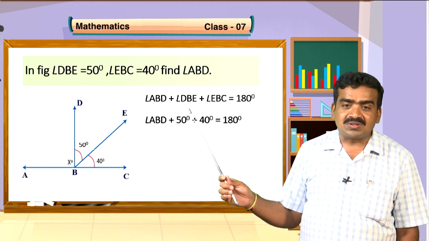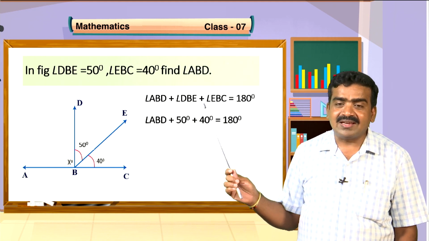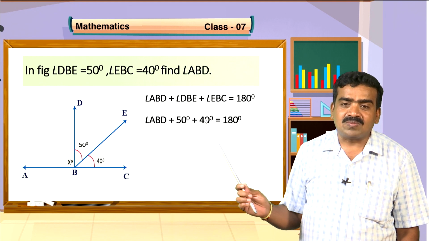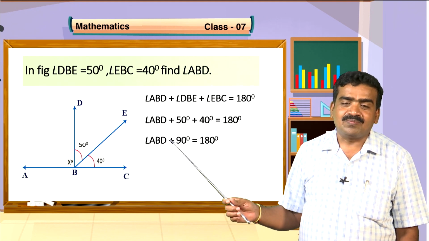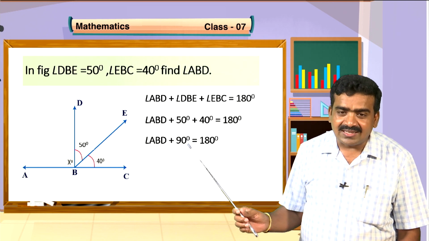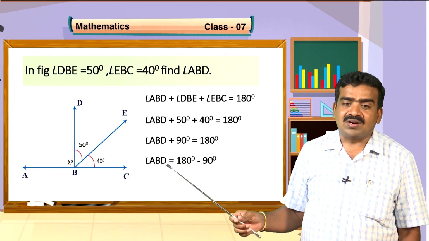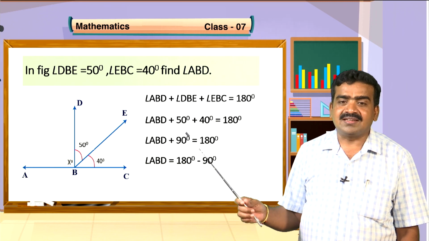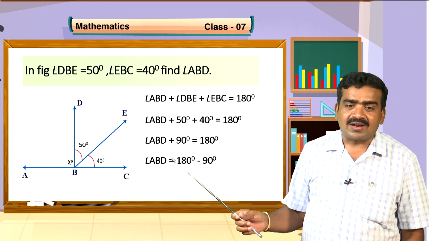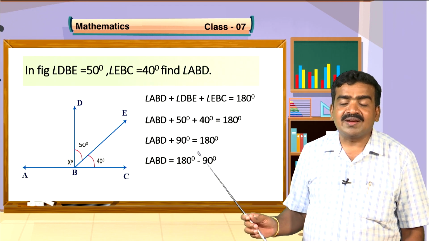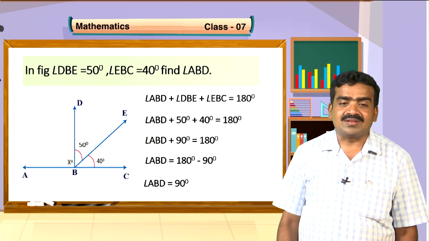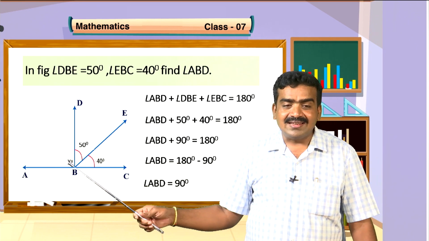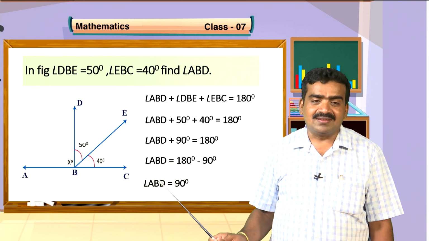So, we have to substitute the value of the angle DBE as well as EBC, 50 plus 40, which is equal to 90. Then in the next step, angle ABD plus 90 degree is equal to 180 degree. Then what we have to do? We have to transpose 90 degree towards the right hand side. Therefore, angle ABD is equal to 180 minus 90 degree. We will get 90 degree. So, therefore, the angle x is 90 degree over here.